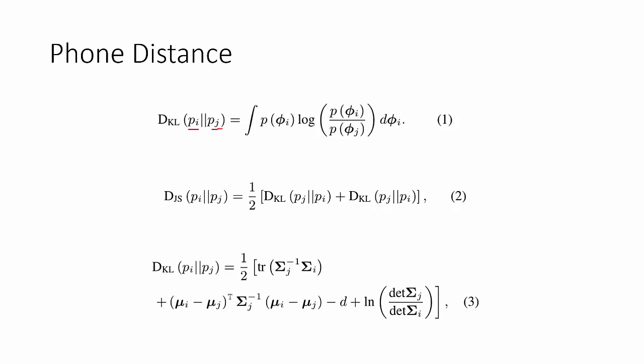And then the third equation here is the KL divergence as applied to Gaussian mixture models. So we have a Gaussian mixture model. PI and PJ are both phonemes, and they have their own GMMs. And then when you apply the definition of JS divergence to GMMs, then you get the equation that looks like this.